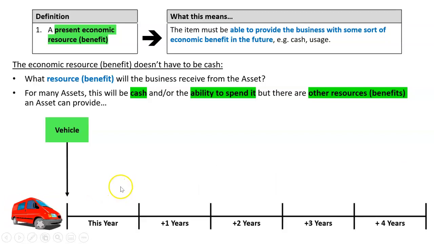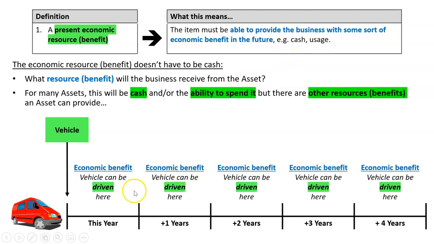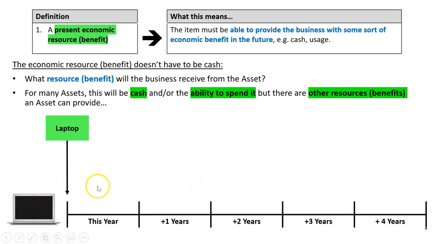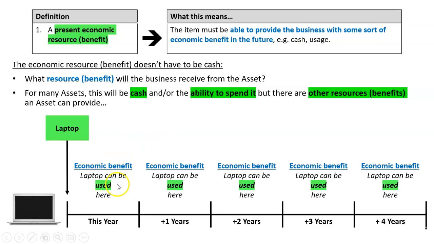What about with a vehicle? A vehicle, eventually we'll sell it one day and maybe get some money, but the economic benefit from a vehicle is not cash. It's usage. We can drive the vehicle in the future. So the economic benefit there is being able to drive it. What about with a laptop? For an item to be an asset, it's got to have an economic benefit. How would you describe the benefit from a laptop? Well, you could just say we can use it. Most assets, that's what you're going to say. It's just an item that we can use, and that's the economic benefit we're going to get.